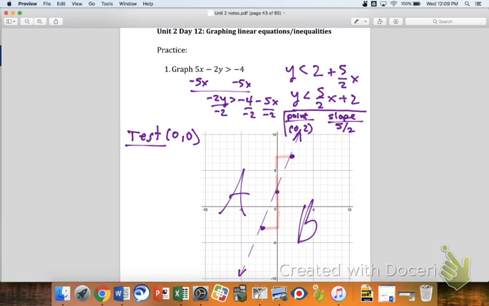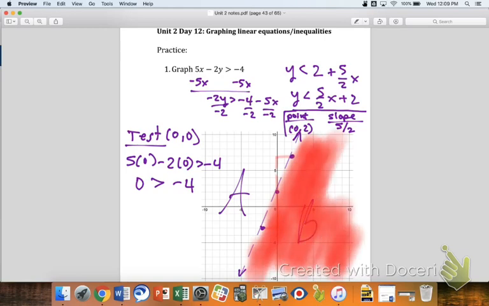So if I test out 0, 0, I think this will tell us all we need to know. I'll just test it out in the original. That would be 5 times 0 minus 2 times 0 is greater than negative 4. Well, 5 times 0 and 2 times 0 are both 0, and 0 minus 0 is 0. So 0 is greater than negative 4. Is that true or is that false? It is true. It's totally true, isn't it? Yep, absolutely true. That means the region that contains 0, 0 is my answer region, and that would be which one? B. You were right when you said B earlier. So there's my answer region.